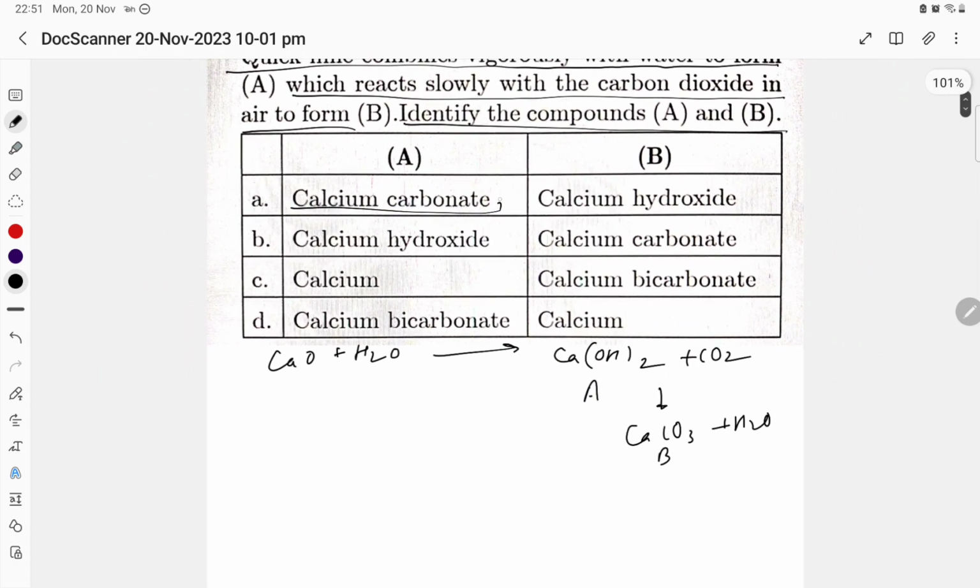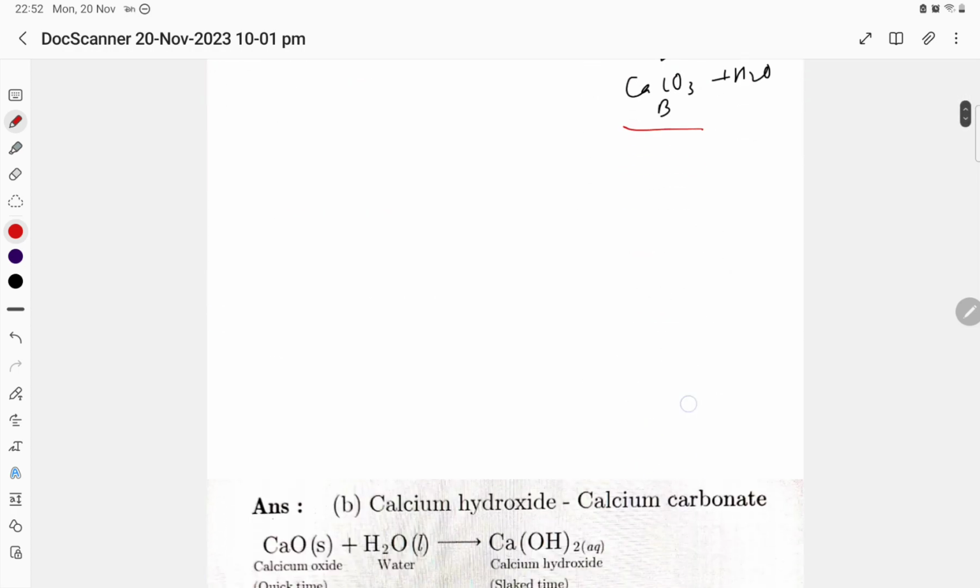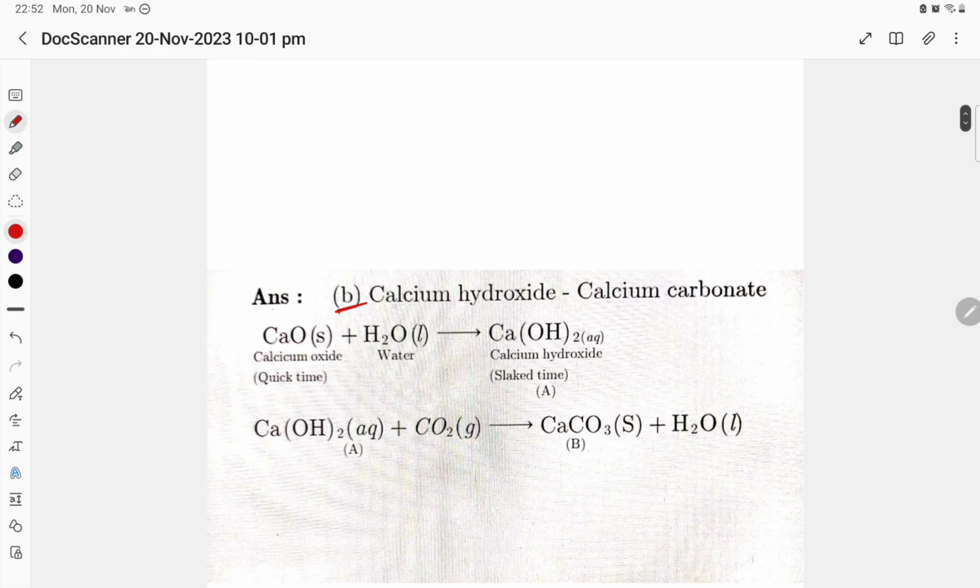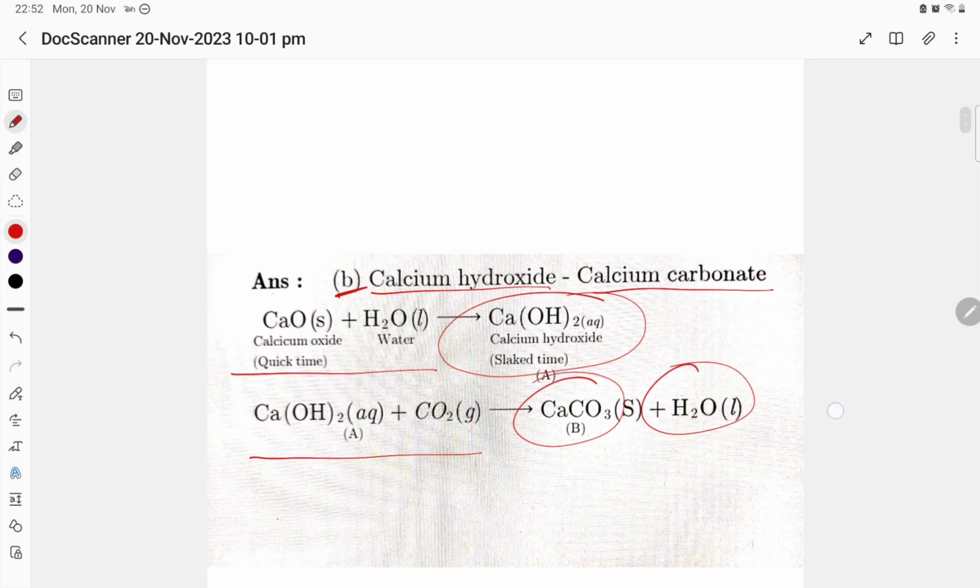A is what? Quicklime, calcium hydroxide. A is calcium hydroxide, and what is B, student? Calcium carbonate. So option B is correct. Let us see, they have given B here: calcium hydroxide, calcium carbonate. Because CaO reacts with water, it will give Ca(OH)2. Ca(OH)2 reacts with CO2, it will give CaCO3 plus H2O.